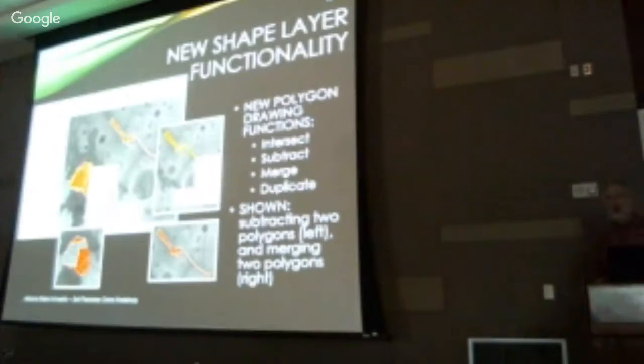Within our shape layer, which has been around for a while, we've added some interesting new functionality. If you've drawn a few shapes, you can now find the intersection of two shapes and create a new shape from that. You can subtract one shape from another, get a resulting what's left. You can merge two shapes, three shapes, four shapes into a single new shape, and you can also make copies.